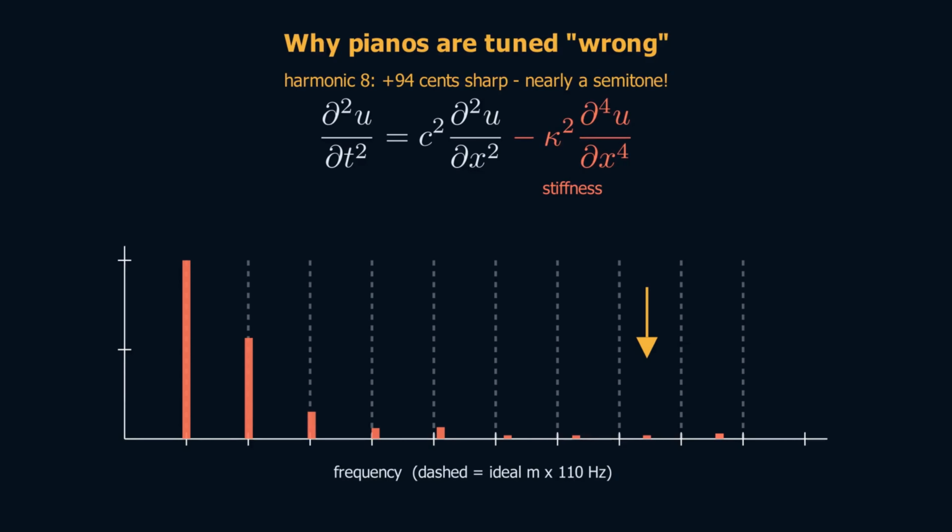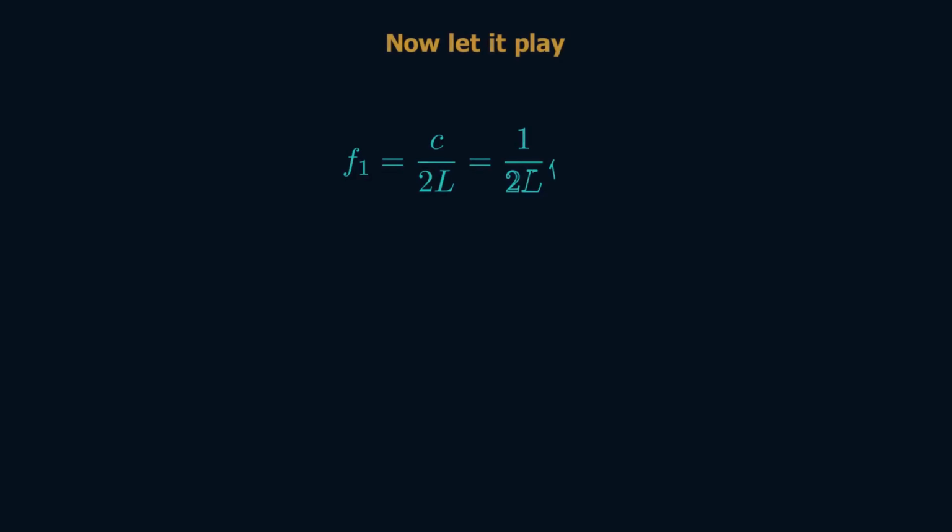And this is why concert pianos are tuned wrong on purpose. Piano strings are thick and stiff, so their harmonics all run sharp. If a tuner set every octave mathematically perfect, the instrument would sound out of tune with itself. So they stretch the octaves, deliberately mistuning the piano so that it sounds right. That century-old tuner's trick is this one extra term. One last ingredient.